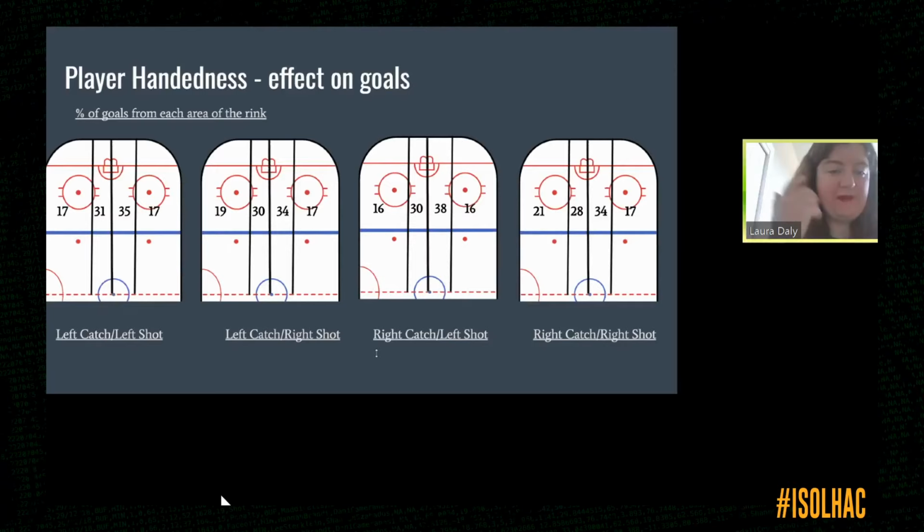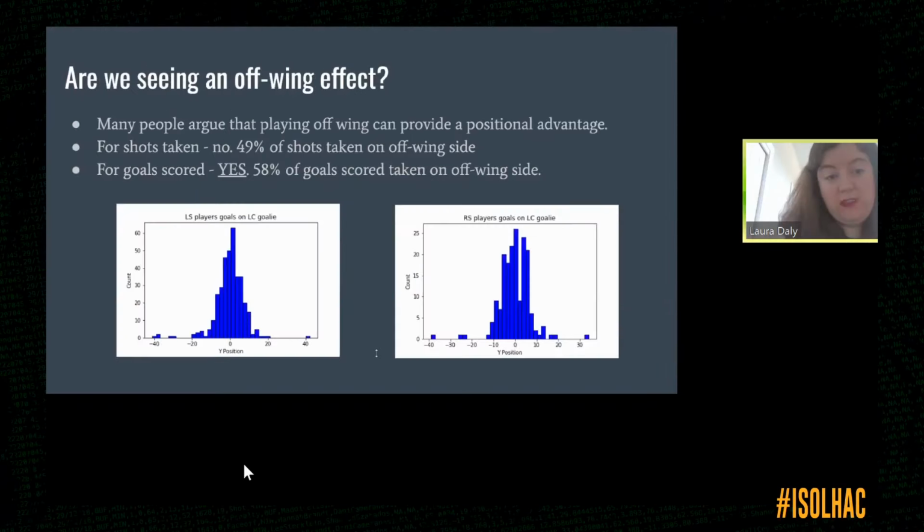So as I said, are we seeing an example of off-wing effects? People argue that this can provide a positional advantage. For shots taken, not so much. It seems like 49% of shots are taken on an off-wing side, but we definitely see an off-wing effect in the goals scored. 58% of goals scored were taken by players on their off-wing side, so that's quite a significant effect there.